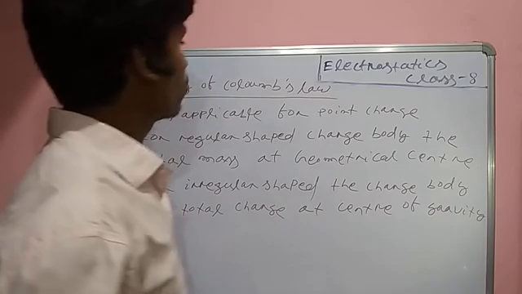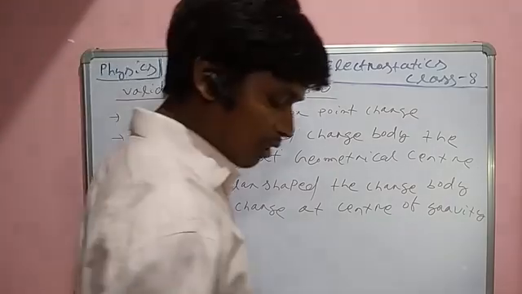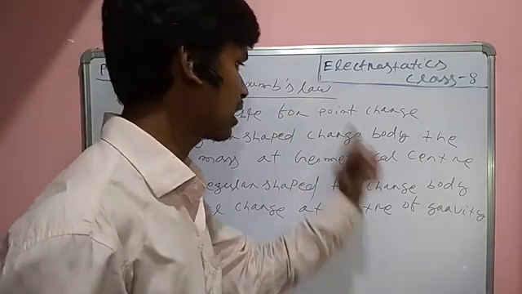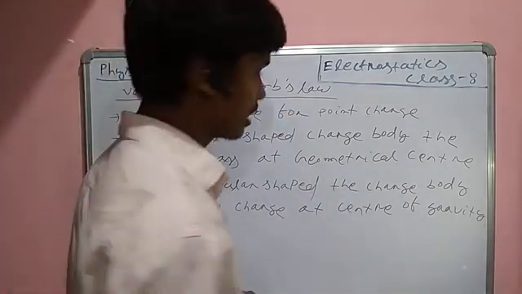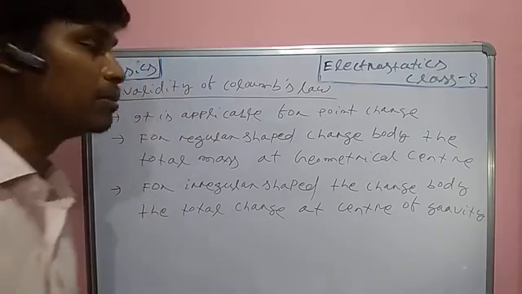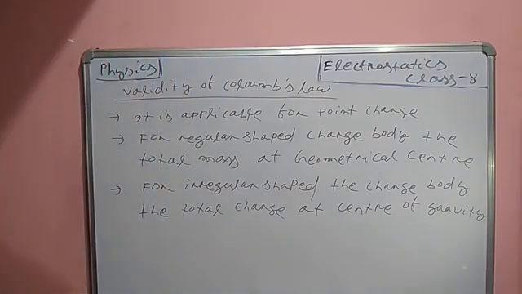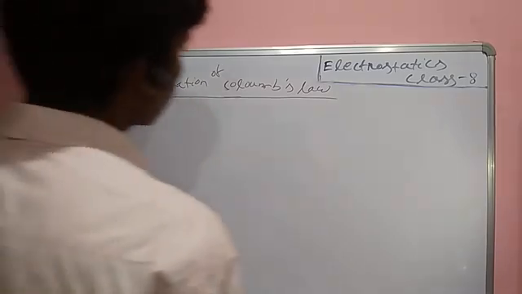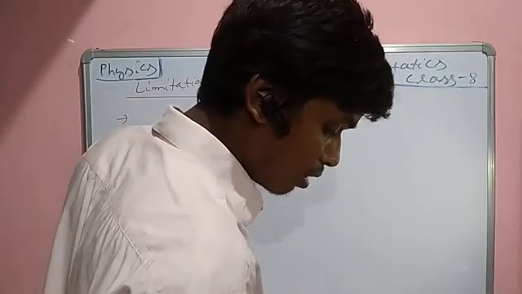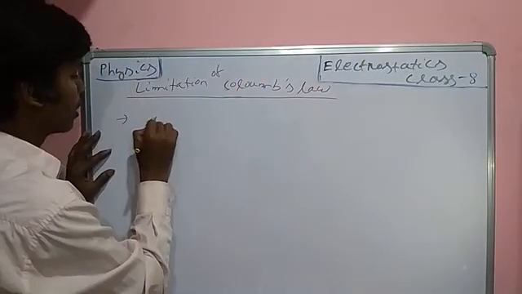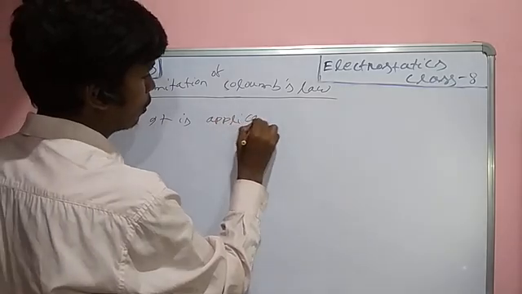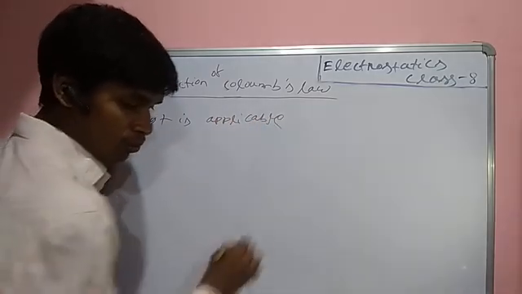After the validity of Coulomb's law, you can write the limitation of Coulomb's law. Here we can use Coulomb's law, but where we cannot use it, that is the invalidity or limitation of Coulomb's law. You can write limitation of Coulomb's law. It is the drawbacks of Coulomb's law. So you can write it is applicable for point charge.